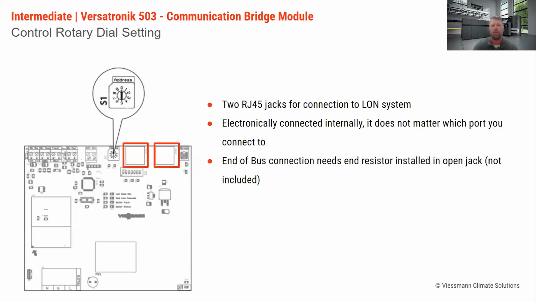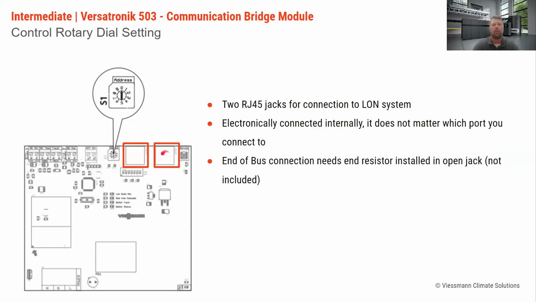The 2 RJ45 jacks that I mentioned, one's going to be filled with the communication plug from that lead control lead boiler. The other one is going to be used for that end of line terminator, end of bus connection, needs that resistor installed in whichever open jack. It doesn't matter which one you put the resistor in and which one you put the communication in.